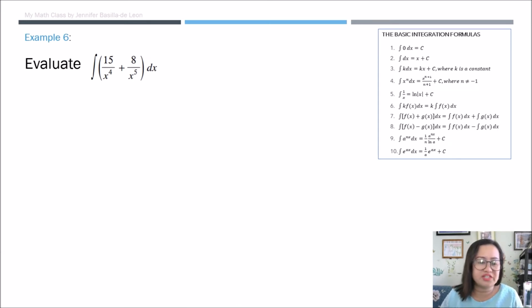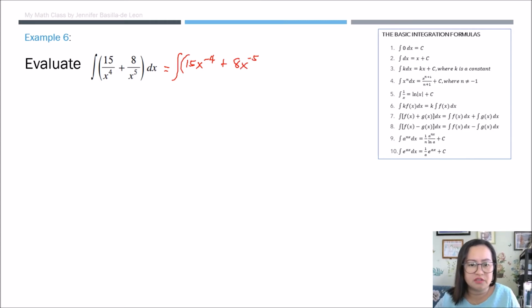Okay, this time let's have example number 6. We are asked to get the antiderivative of the expression 15 over x raised to the 4th power plus 8 over x raised to the 5th power dx. Now, just like what we did in example number 5, we rewrite the problem. So we will have 15x raised to negative 4 plus 8x raised to negative 5 dx. Then apply rule number 7.